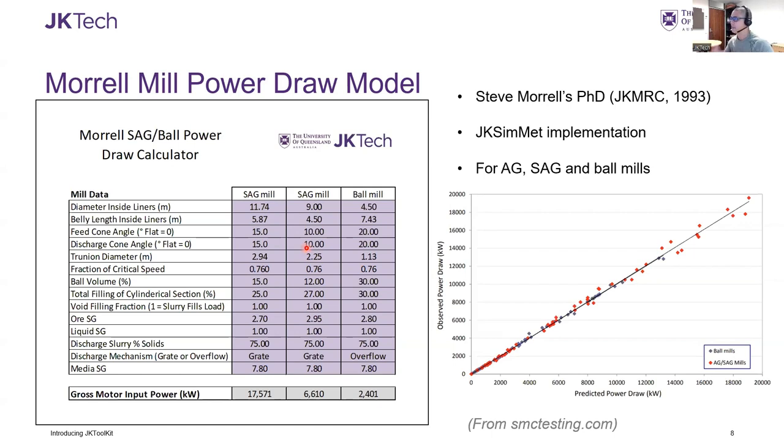For the JKSimMet users out there, this is the implementation which is in SimMet. You can see the inputs in purple, ranging from design variables such as the mill diameter, the length, even the cone angles of the mill, to operational variables such as the speed, ball load, and total load. The outputs are in grey, which are the predicted power draws of the motors in kilowatts. It's one of the most famous models in the comminution world, as well as one of the most well validated, as you can see from the parity chart here, comparing observed motor powers against what is predicted by the model.